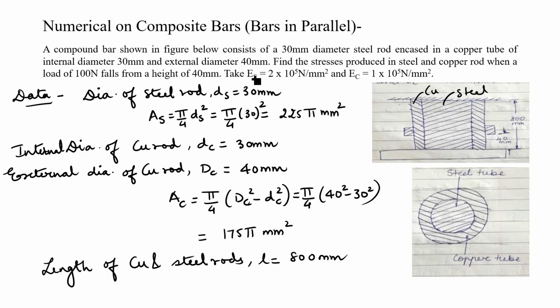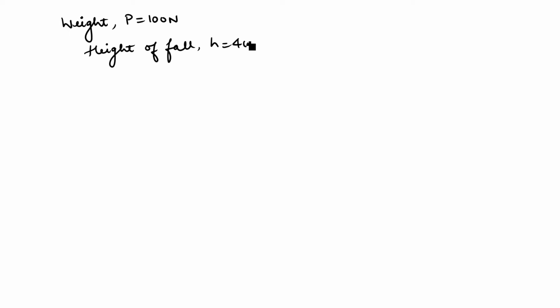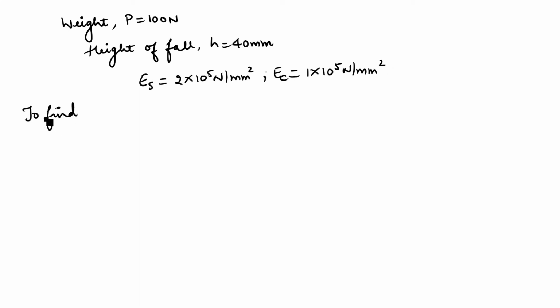The values of Young's modulus of steel and copper both are given to me. So I can just write down that the weight which is going to fall, P, is given as 100 Newton. The height of fall, H, is given as 40 mm. Value of ES is given as 2 into 10 raised to 5 Newton per mm square. And the value of EC is given as 1 into 10 raised to 5 Newton per mm square. Next I'll write down what I have to find: sigma S and sigma C.